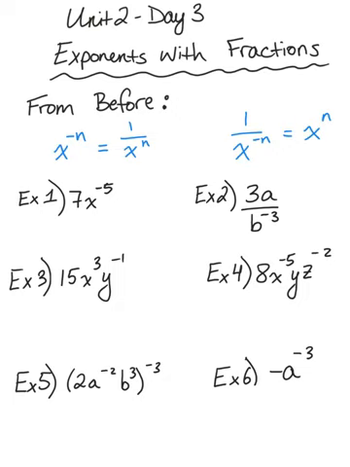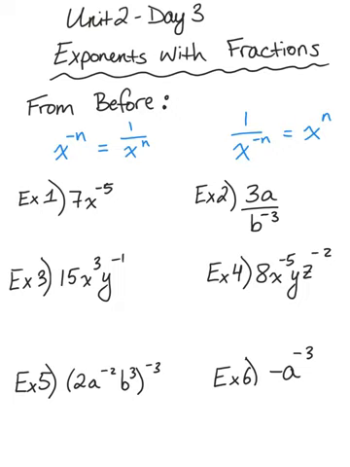From before, when we talked about negative exponents, we said if x has a negative exponent, it doesn't make x negative. The exponent is just simply saying that it's going to be turned into a fraction. So in order to have a positive exponent, we're going to put it under a 1.